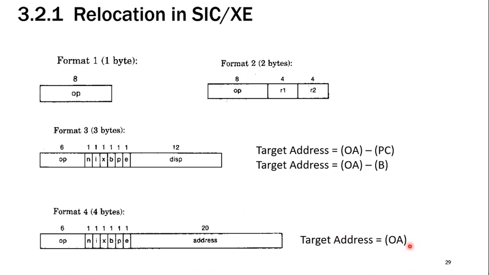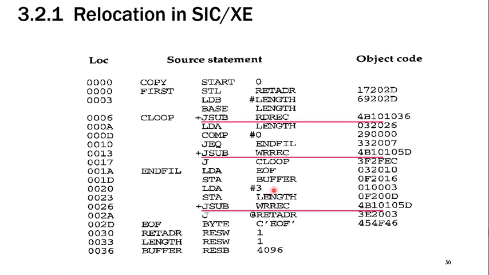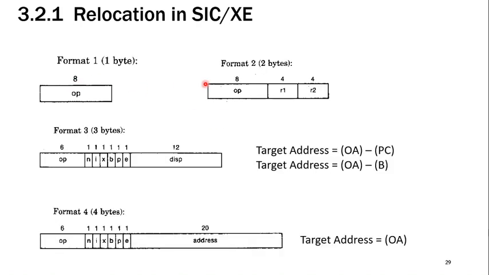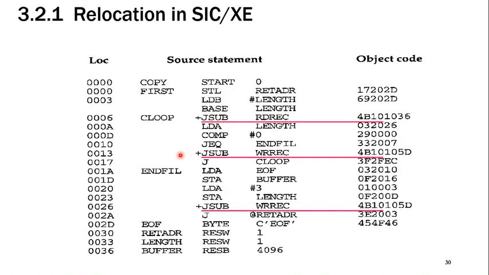In format 4 instructions, you take the operand address directly as a target address. So whenever the starting address varies, the address of such operands will vary. When the operand's address varies, the object code will also vary. So there is a necessity of writing the modification record for format 4 instructions only. There is no need of writing it for format 1, 2 and 3 instructions. So there is a need of dealing with the relocation of the format 4 instructions only. So that is what we see now.